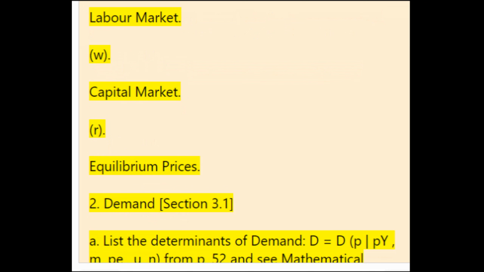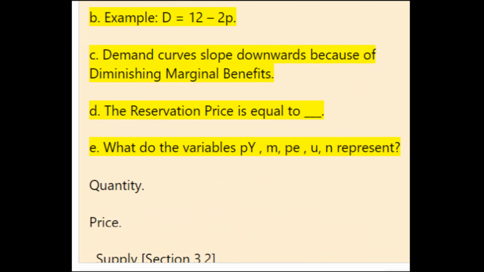2. Demand, section 3.1. A. List the determinants of demand. D equals D(P, Pi, M, P, U, N) from P52 and C mathematical appendix. B. Example, D equals 12 minus 2P. C. Demand curve slopes downwards because of diminishing marginal benefits. D. The reservation price is equal to ___. E. What do the variables Pi, M, P, U, N represent?